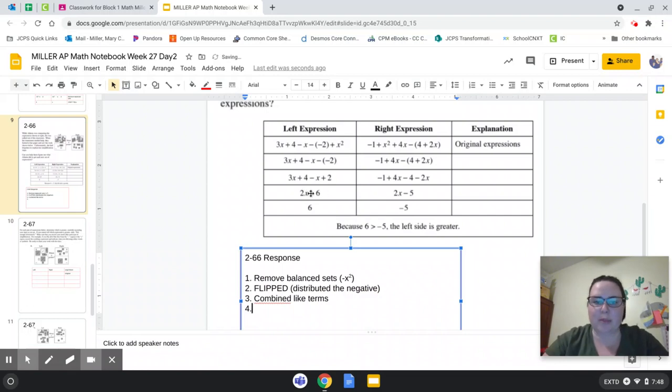Okay, so then to get to that last step, she removed balanced sets again because she removed 2x to decide that 6 was greater than negative 5, so the left side is greater.